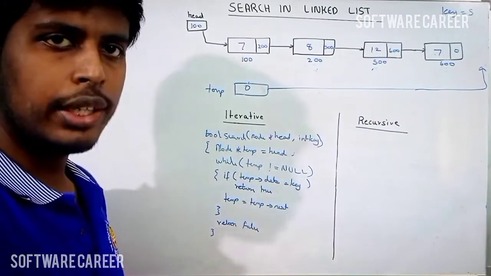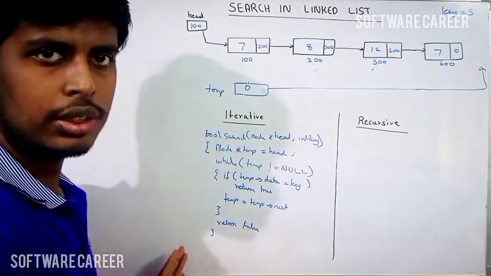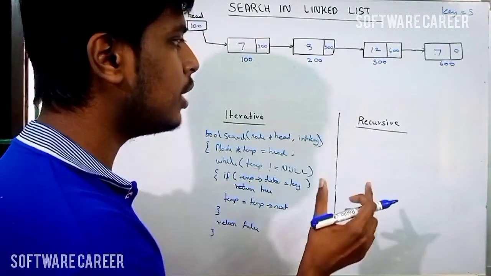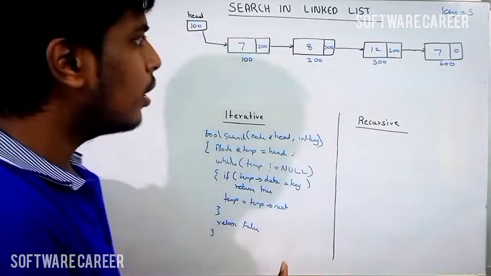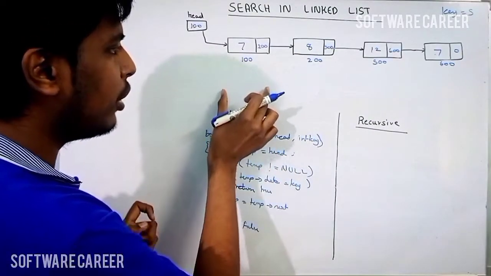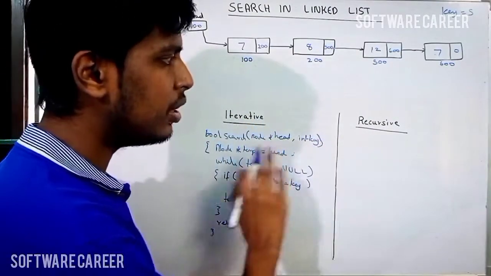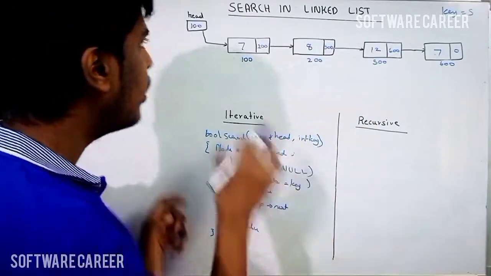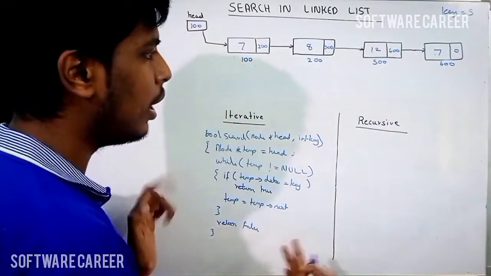So this is how you should write the code for the iterative process. Now I'll teach you how to search for an element using the recursive method. In the iterative method we created a pointer called temp, but in the recursive method there is no need to create a new pointer called temp. This head pointer is enough. Now see how I'll write.